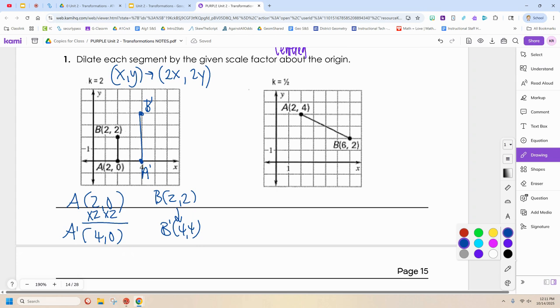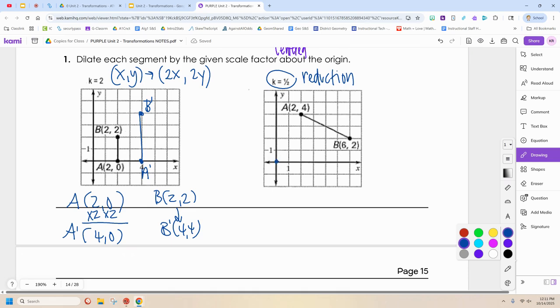And of course, since the scale factor is greater than 1, it's going to be an enlargement. So we do the same type of thing here. Our scale factor is 1/2. We know that means it's going to be a reduction. We're getting smaller, but something else is going to happen.